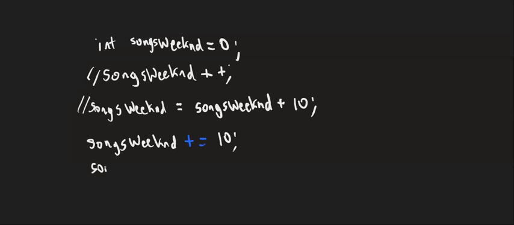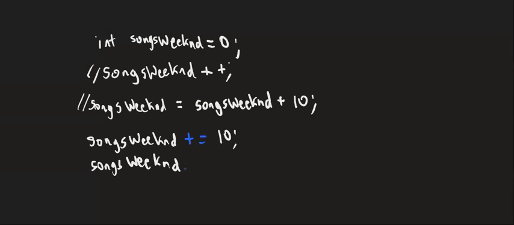Let's say that some of them were copyright claimed or something, I don't know, and 2 of them were removed. You can do songsWeekend equals songsWeekend minus 2, or you could do songsWeekend minus minus, and then another songsWeekend minus, which is kind of slow. So let's not do that. You can do songsWeekend minus equals. That's also something you can do. Just like plus equals, you can do minus equals 2.